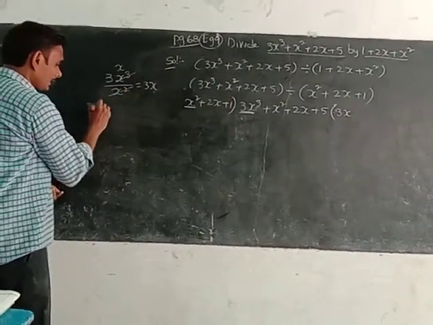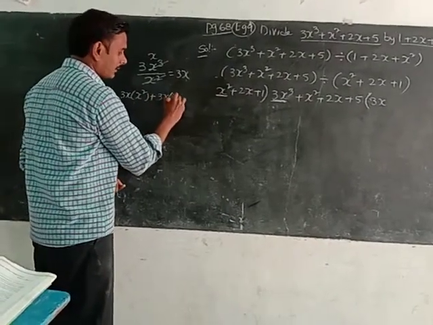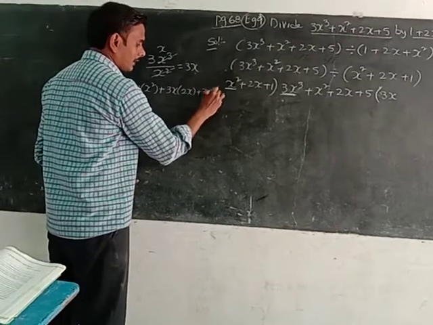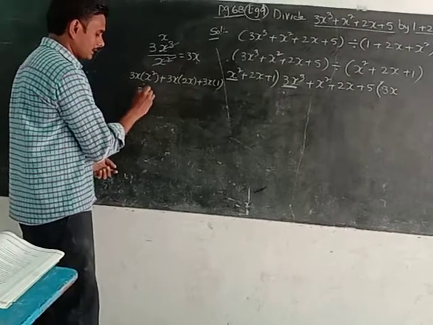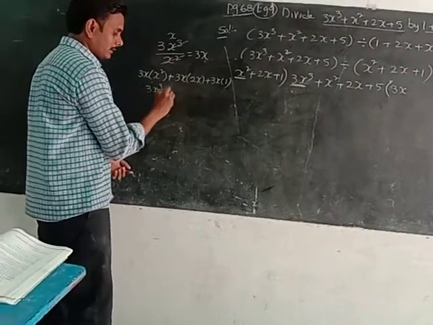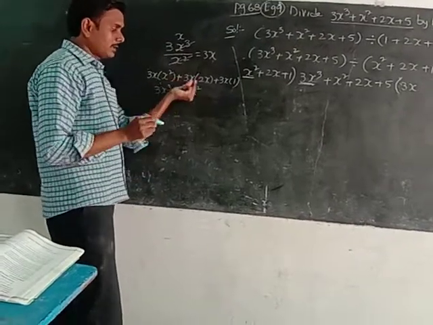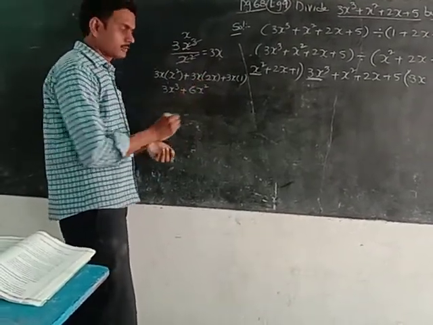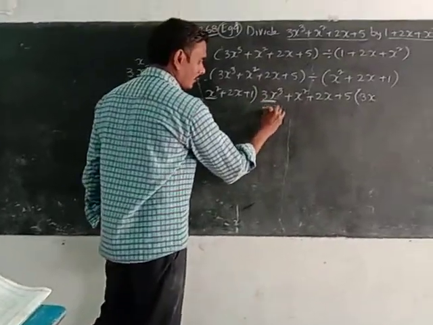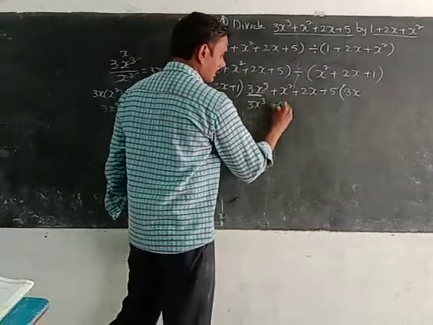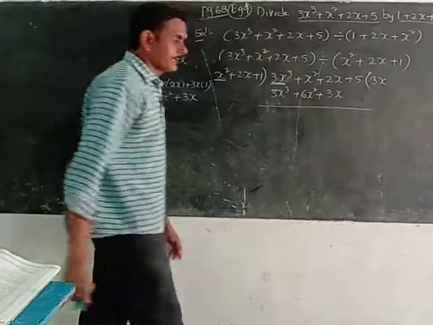3x into x square, plus; 3x into 2x, 3x into 1. 3x into x square means 3x cube. 3x into 2x means 3 times 2 is 6, x into x square gives x square. Both having the same sign means plus only. 3x into 1 is 3x. Write that here: 3x cube plus 6x square plus 3x.